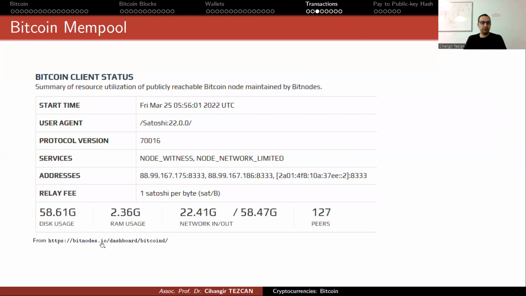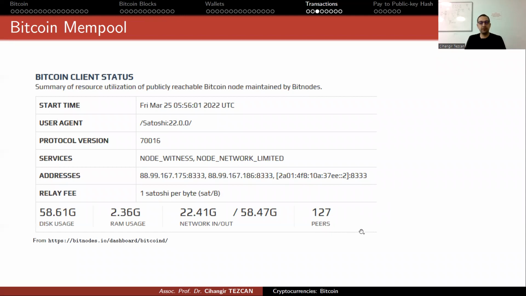So for instance, if you look at this web page, you can look at the current client status of a Bitcoin node. Here you can see relay fee is 1 Satoshi per byte. So this means that they're not accepting anything less than this. And this also means that if you offer 2 Satoshi per byte, most probably miners will include that in their mining block. As you can see, on the disk, it is huge. In the RAM, it is still manageable. So you can also use your laptop as this kind of client, and it is connected to 127 peers here.